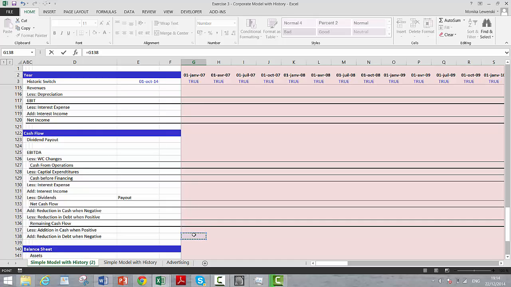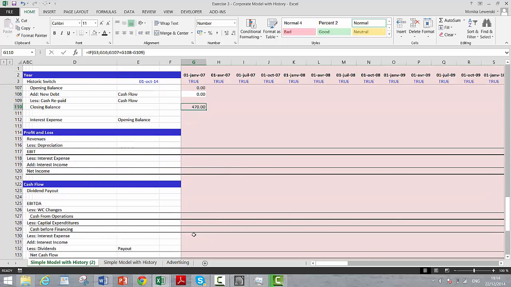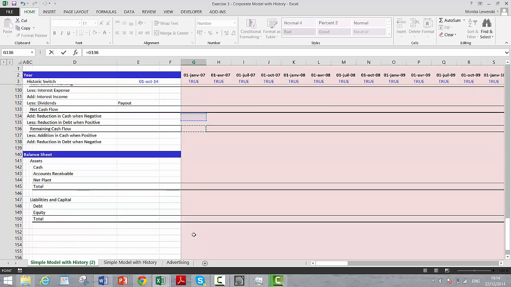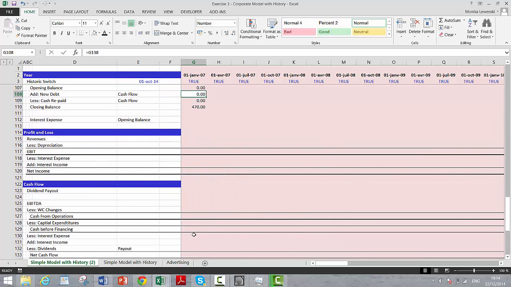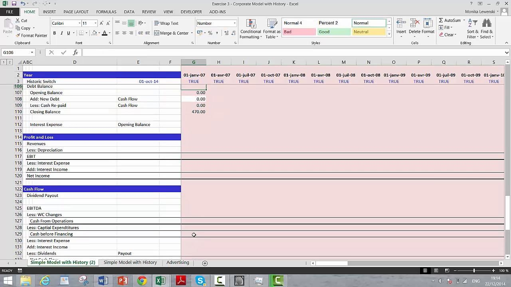It should say, this is an error, it should say addition to new debt when it's positive. And then I'm going to fix that error, of course. And then it's a reduction in debt when cash flow is positive. Hope I didn't make some silly mistake, probably did.